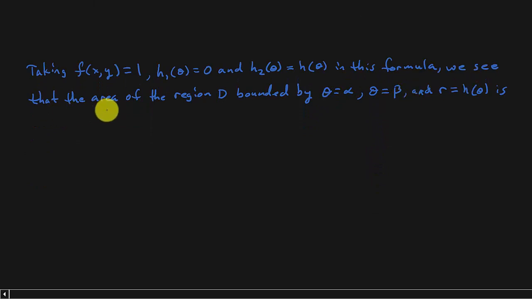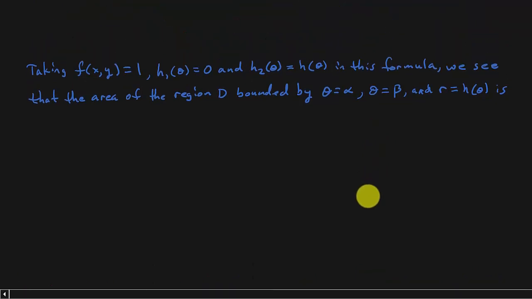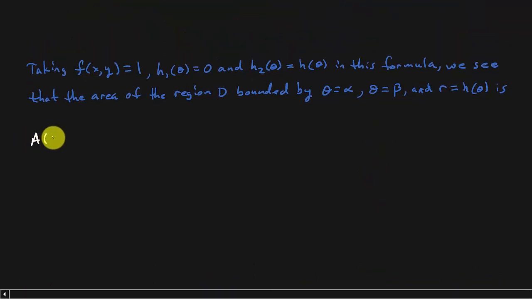In this formula, we see that the area of the region D bounded by theta equals alpha, theta equals beta, and r equals h(theta) is what? Well, let's go through it and see. We've got A(D) equal to the double integral over D of 1 dA. So we've got f(x,y) equal to 1. There's my 1 right there. Now I'm going to convert this to polar.